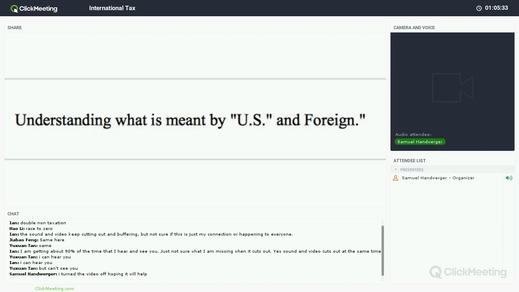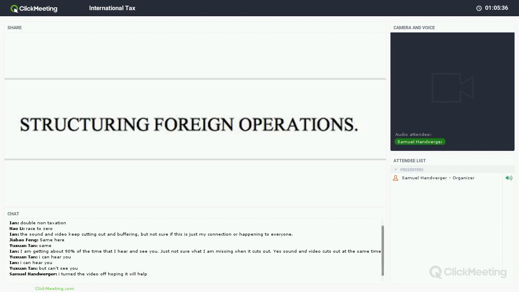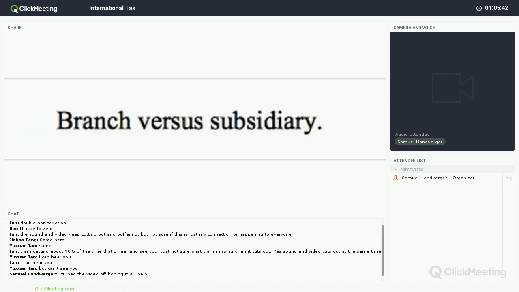You have what is meant by US and foreign, that's the sourcing rules, and we talked about that. What about structuring foreign operations? What are we going to do there? All right, so we're going to have two ways we can have our operations go overseas. We can do it through a branch of the US company, or we can set up a foreign corporation. And that would be very interesting if we set up a foreign corporation, because it would make a difference between a branch versus the US company. So let's talk about that for a minute.